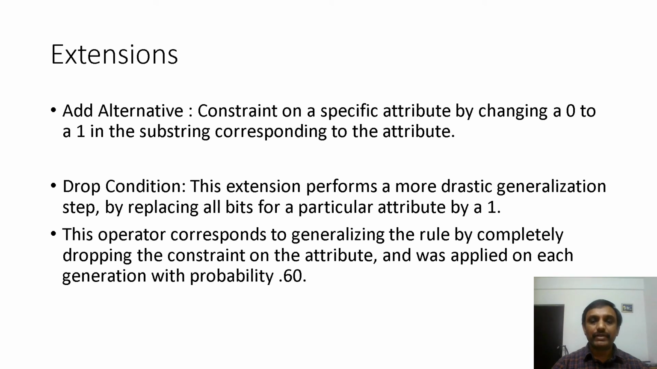To improve the performance of the genetic algorithm, you can add extensions. So here two extensions are proposed. First one is add alternative. That means in a specific attribute. So in the examples, we may find many attributes. Out of those attributes, we can take one attribute. In that, we can change 0 values to 1 or 1 values to 0. Like that, you can change that attribute to improve the performance.